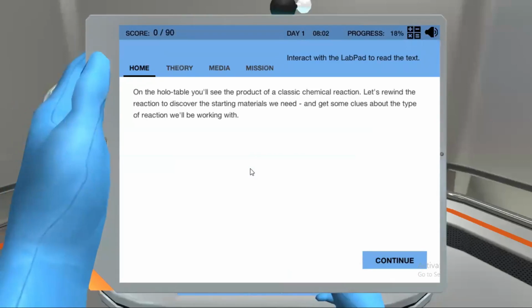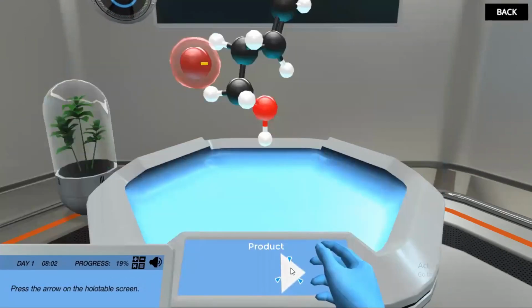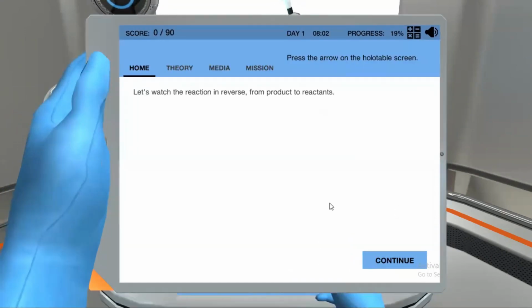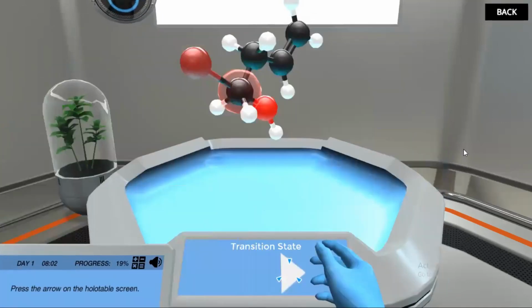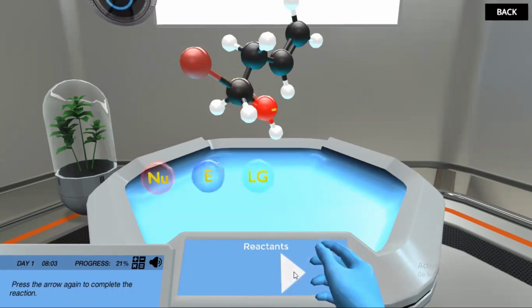On the hollow table, you'll see the product of a classic chemical reaction. Let's rewind the reaction to discover the starting materials and get some clues about the type of reaction we'll be working with. Press the arrow on the hollow table screen. Let's watch the reaction in reverse, from product to reactants. A trigonal bipyramidal transition state is formed as the bromine and hydroxy group coordinate to the same carbon. Press the arrow again to complete the reaction.